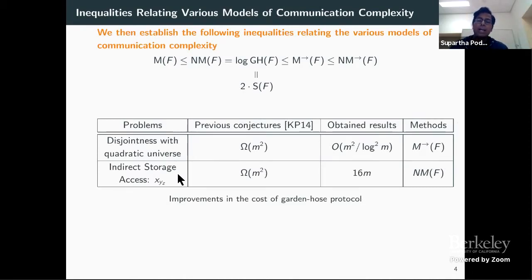For instance, we had these two problems. One is disjointness with the quadratic universe. And the other problem is the indirect storage access problem. So this is like x of y of z. And for both of these problems, it was conjectured that the Gardenhose complexity has to be Omega(n^2). But for the first problem, since it's upper bounded by overlay complexity, we can use an algorithm for this model to come up with an algorithm here, and we could reduce it slightly. On the other hand, using this memoryless communication complexity, we could actually get a linear protocol for the indirect storage access problem.